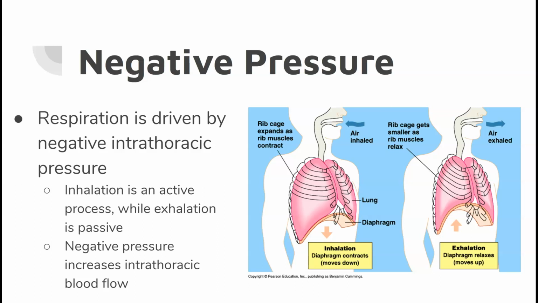Regular respiration is a negative pressure driven situation, right? So as the diaphragm moves down, the intercostal muscles contract, which moves the ribs up and makes a bigger space inside your chest, which makes air rush in. As all those muscles relax, it makes the chest cavity smaller and pushes air out.